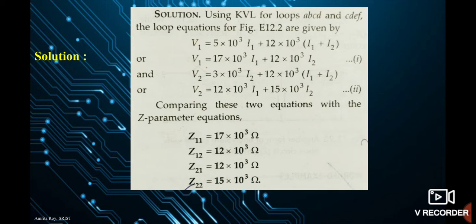And for V2 we will write the equation by substituting the value of the impedances as 3 into 10 cube into I2 plus 12 into 10 cube into (I1 plus I2). Similarly V2 equals 12 into 10 cube into I1 plus 15 into 10 cube into I2. Now comparing these two equations with the Z parameter equations, we will calculate the value of the Z parameters. So Z11 we will get as 17 into 10 cube ohm, Z12 as 12 into 10 cube ohm, Z21 as 12 into 10 cube ohm and Z22 as 15 into 10 cube ohm.